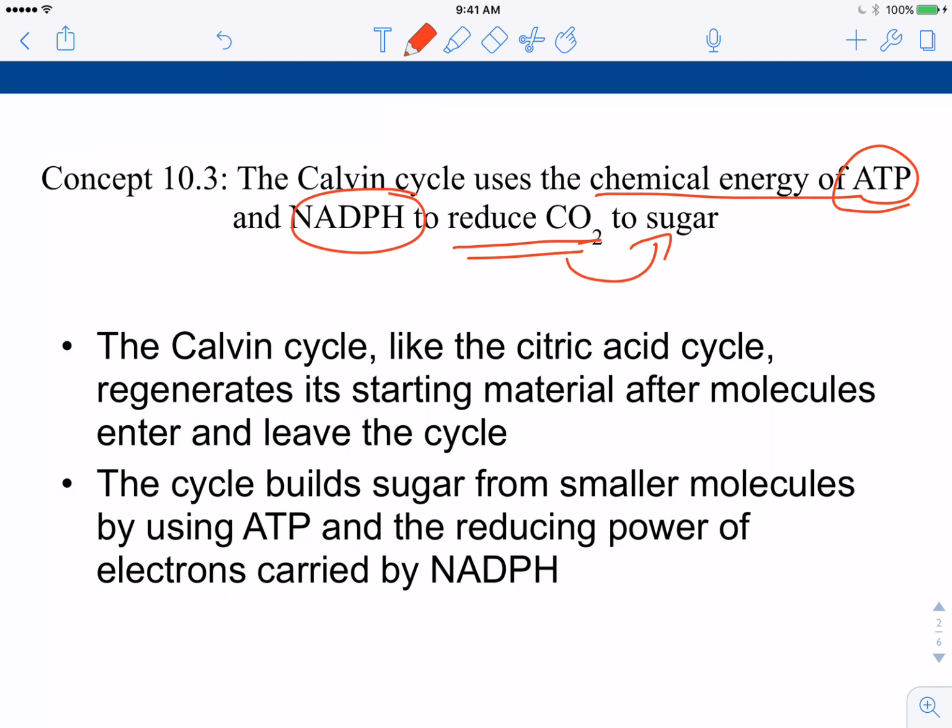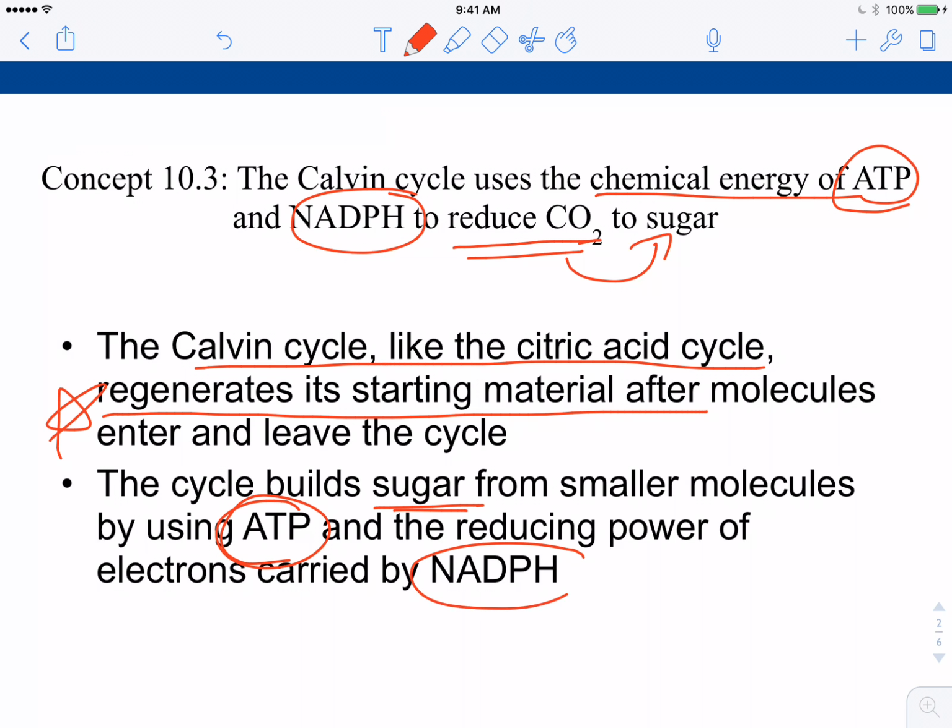Okay, so the Calvin cycle, like the citric acid cycle, is a cycle, so it regenerates its starting material. The cycle builds sugars from smaller molecules using ATP as an energy source and the reducing power carried by NADPH, which is those high energy electrons that got energized from chlorophyll converting light energy into chemical energy.